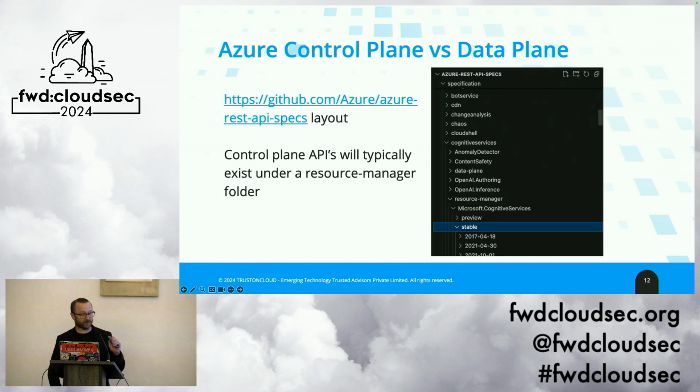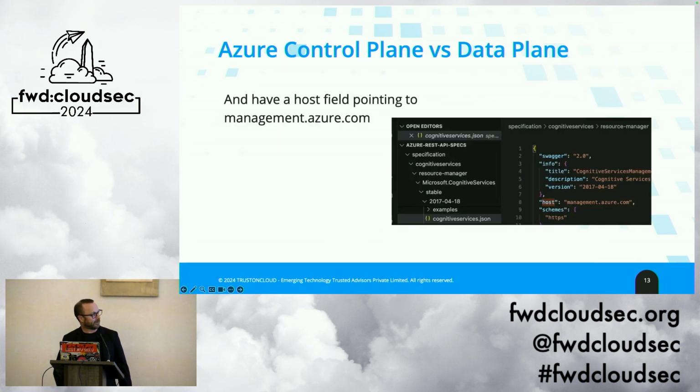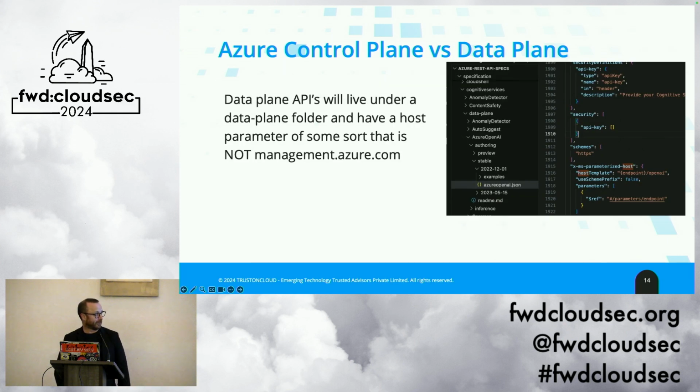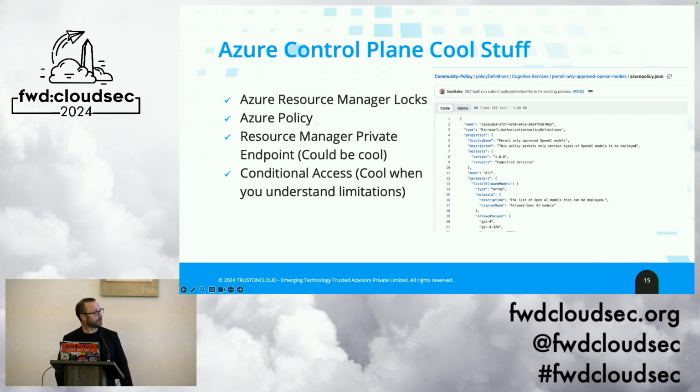What that means from a REST API perspective, because it all comes down to REST API calls at the end of the day: if you look at the GitHub repo, you'll see for a particular service, control plane stuff will typically be under a resource manager folder in the specs, and in there, if you look up the actual JSON, there'll be a host where it's, say, management.azure.com. So if you're not too sure where it goes, that will tell you. Data plane will be under a folder called data plane, and the host will not be management.azure.com. Okay? Why this is important, we'll get to, which is here.